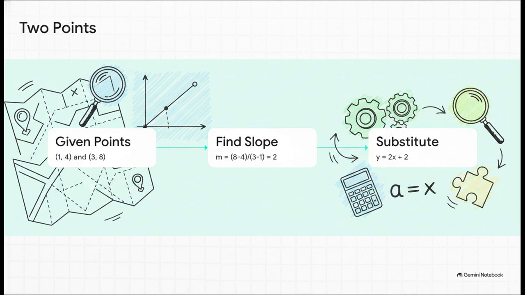Now that we've found our missing clue, it's exactly like the previous method. Just substitute one of those points in, and you get y equals 2x plus 2.